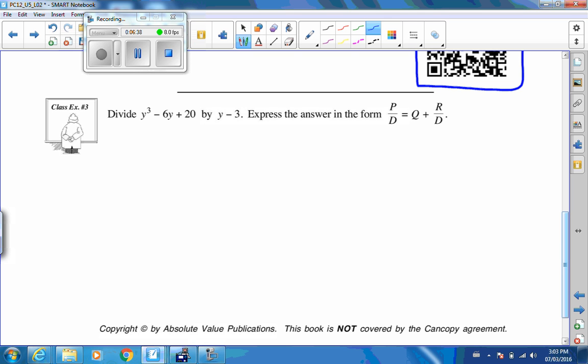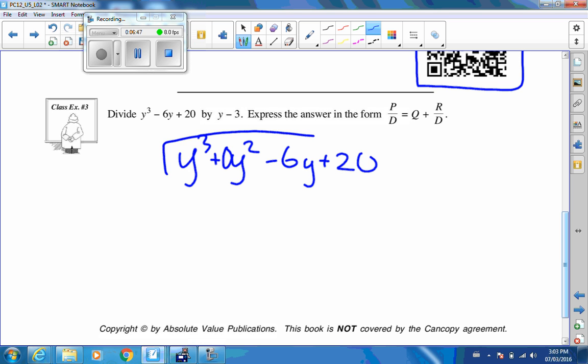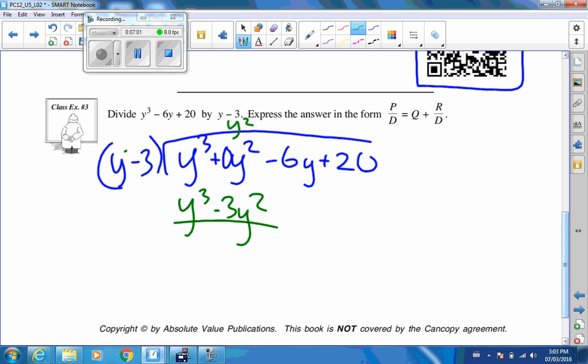So here I have y cubed. I include a y squared term, 0y squared, because there aren't any, minus 6y plus 20, and I'm going to divide in (y minus 3). I like putting that in brackets just to really make sure I know what I'm doing. So y squared times y is going to give me y cubed minus 3y squared. Subtract down: 0 minus negative 3 is positive 3y squared. This negative 6y carries down.